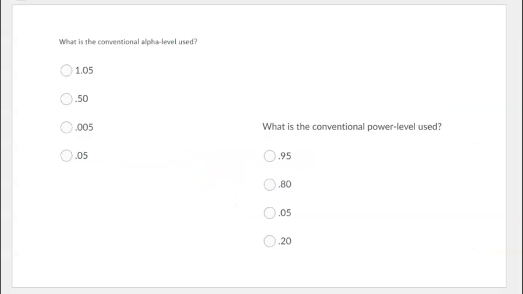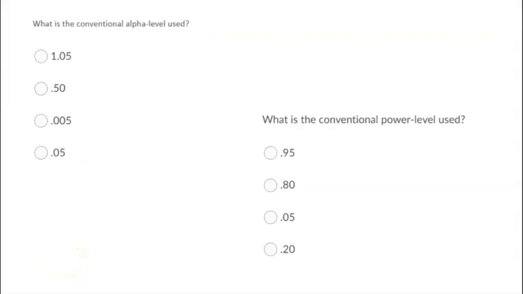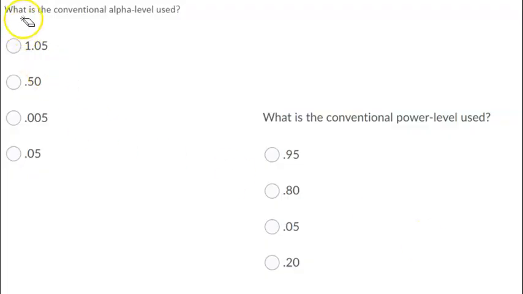In fact, according to what we learned last time, we can solve these questions. Here, what is the conventional alpha level used? That is 0.05. So the p should be less than 0.05. But normally, when you use APA style, you don't put the 0. So that is .05.